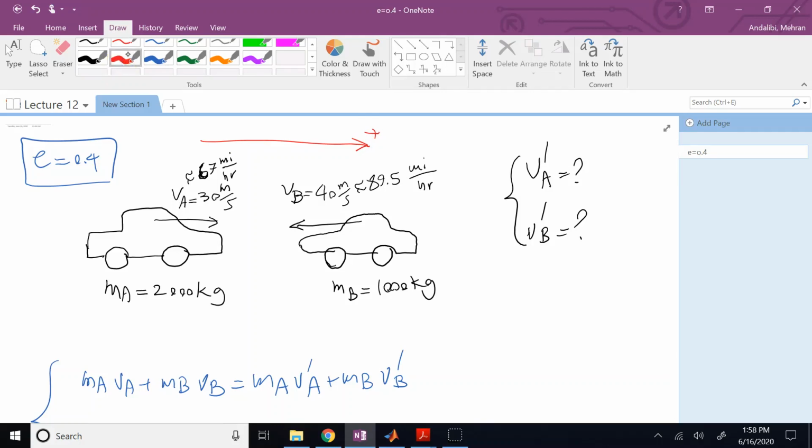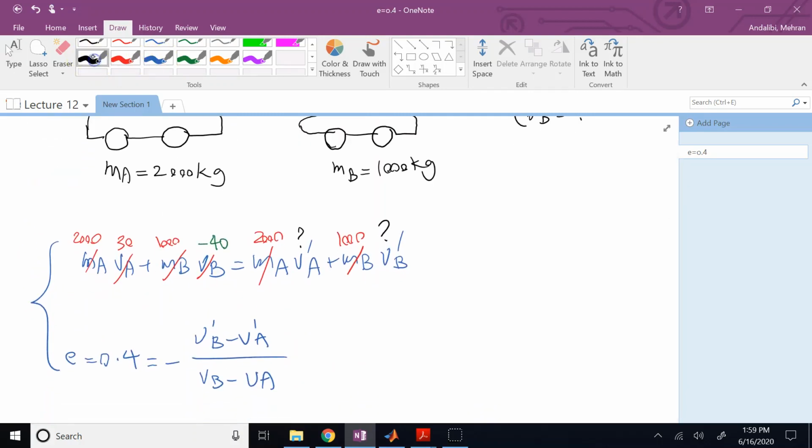Okay, so now we plug in the numbers. This is 2,000. This number is 30. This is 1,000. This number, pay attention, it is negative 40 because it is to the left. And then this is 2,000 and this is 1,000. And these two numbers, I don't know, I have to find them.